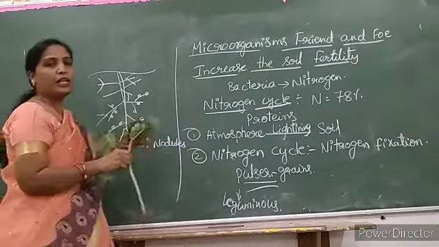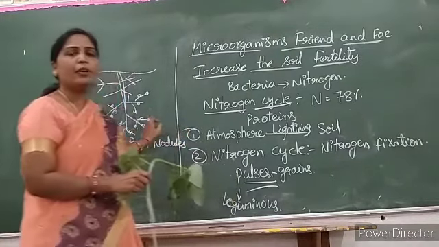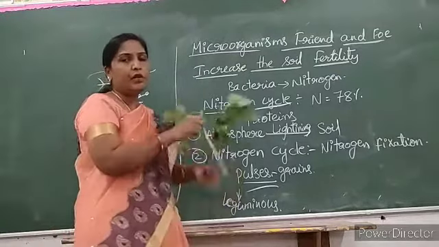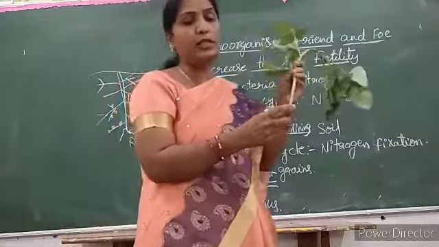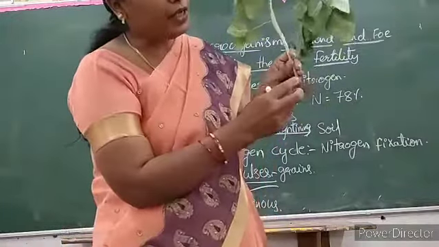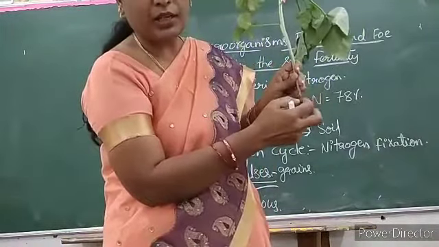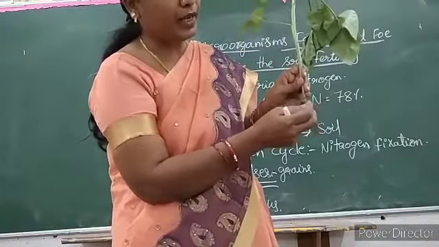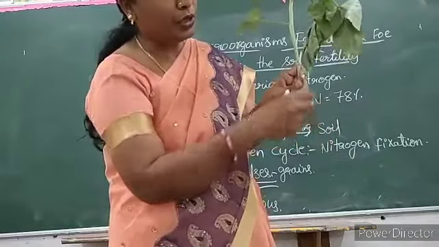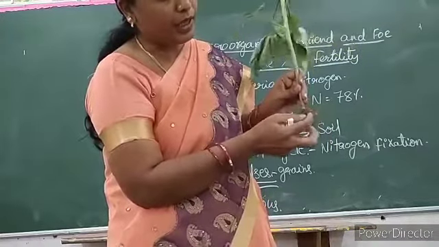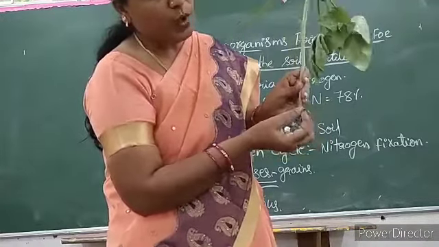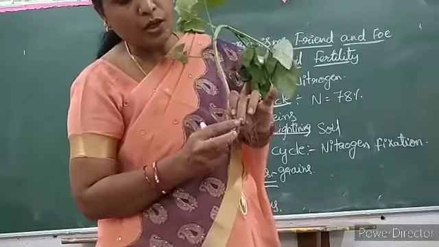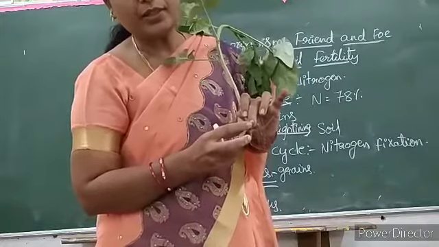So what is the speciality of a leguminous plant? What do they have on their roots? They have root nodules. Now I will show you, children, root nodules. In your home, if any leguminous plants are available, take one leguminous plant out of the soil and try to find the white-colored swollen parts. Are you able to see the white-colored swollen parts? These are called root nodules.